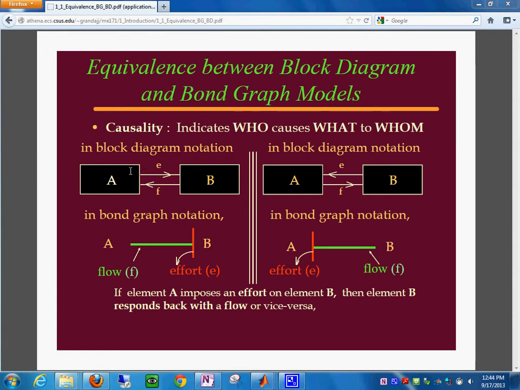Okay. So A applies the force. In this case, we're going to generalize the variable and call it the variable effort. And then B responds with a flow. Okay, that's also another generalized variable. This same thing that you see in here, the interaction between A and B in this block diagram, where A applies an action to B, B reacts.